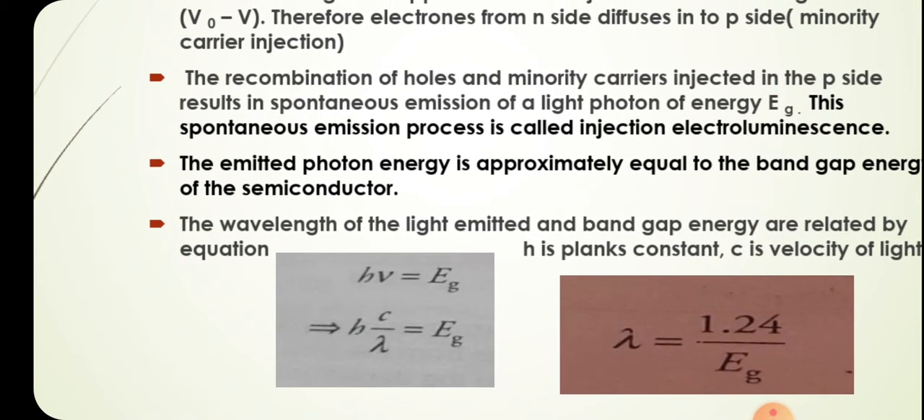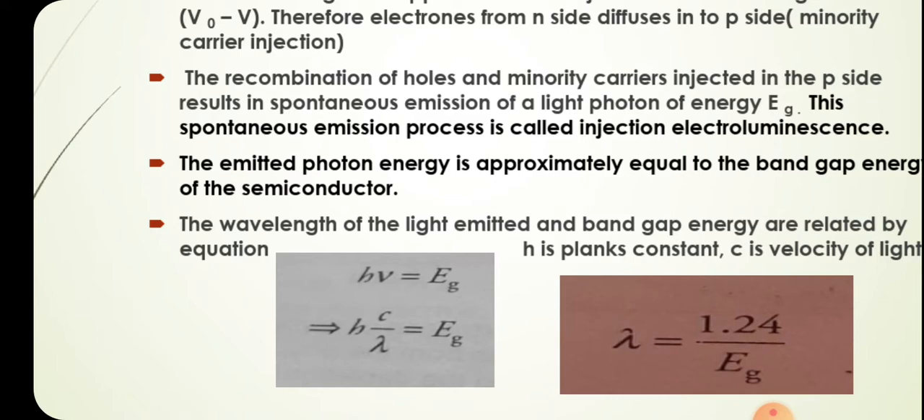So you can write that the wavelength of the light emitted and band gap energy are related by the equation h nu equal to Eg, where Eg is the energy difference between the valence band and conduction band, the emitted photon will have a frequency nu, and h is Planck's constant. So the emitted photon wavelength and energy gap are related by this equation, and we can replace the frequency nu by c by lambda, where c is the velocity of light and lambda is the wavelength of the light.